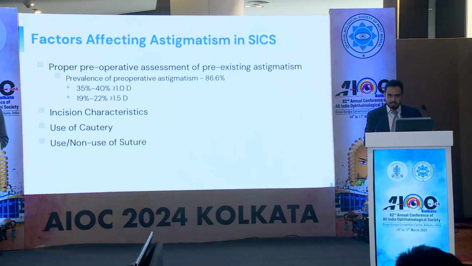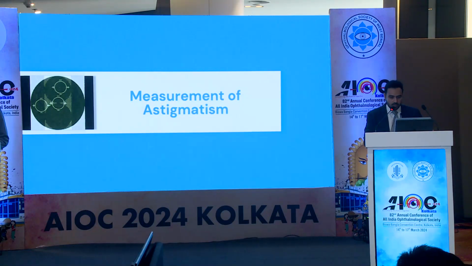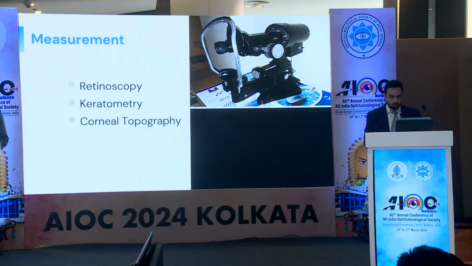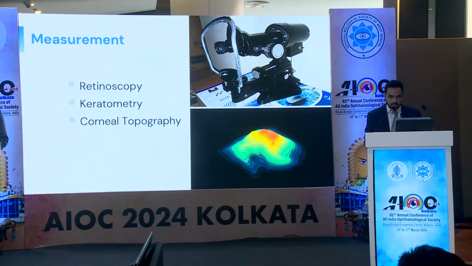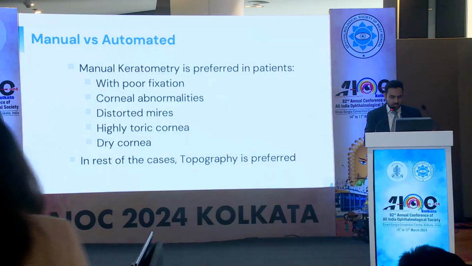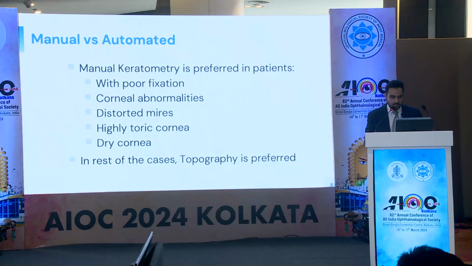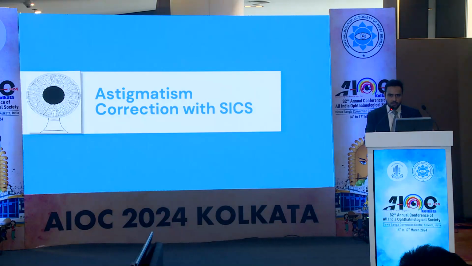And the important thing is that a proper pre-operative assessment of pre-existing astigmatism is very important. So how do we measure the astigmatism? We can measure it with retinoscopy, keratometry, and recently what we use is corneal topography. But still, manual keratometry has a lot of role in patients where there is poor fixation, corneal abnormalities, distorted mires, high toric cornea, and dry cornea. In the rest of the cases, we usually go for topography.